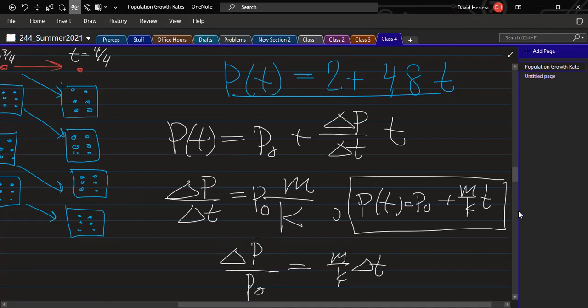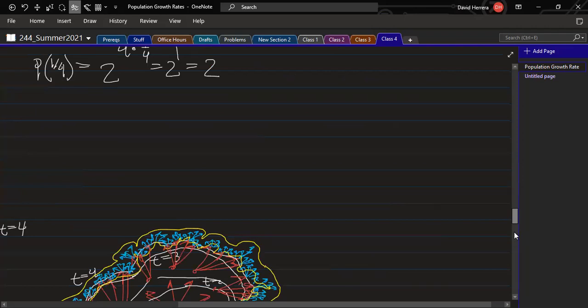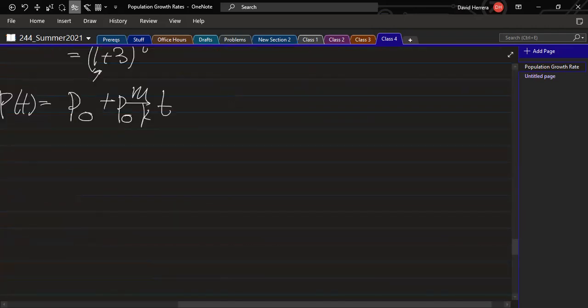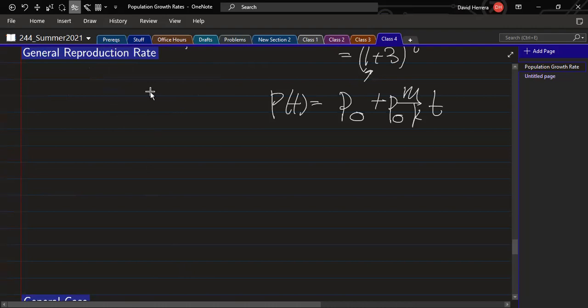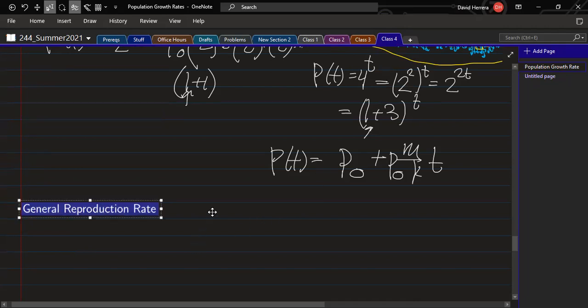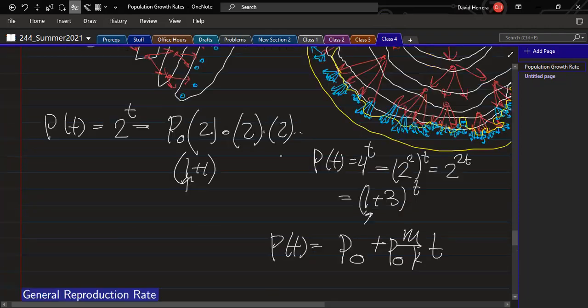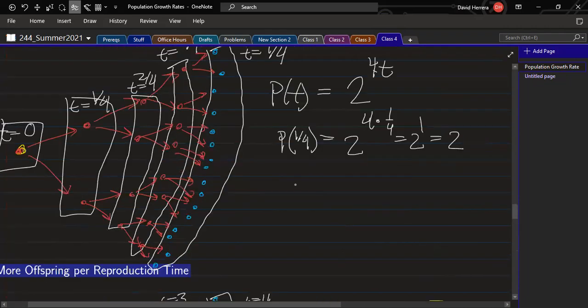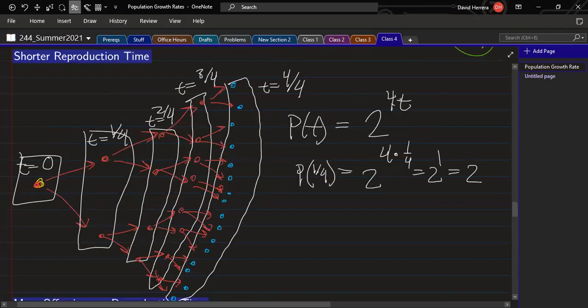So now if we go down further, what happens with the nonlinear? I mean, the general reproduction rate for compounded growth. So what you could say is, okay, we have one, and let's do this right here. This 2 to the 4t situation. How can we think about this?